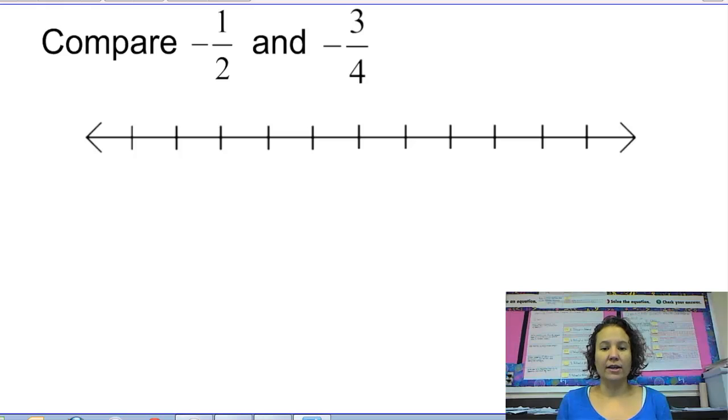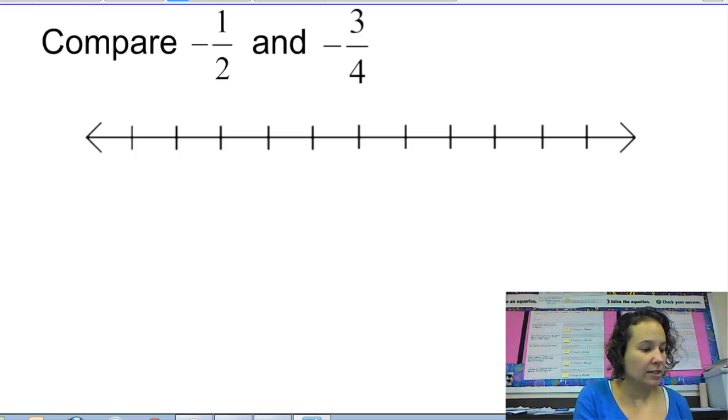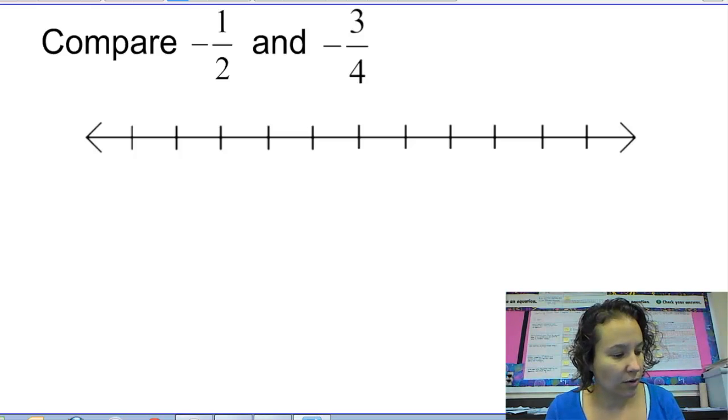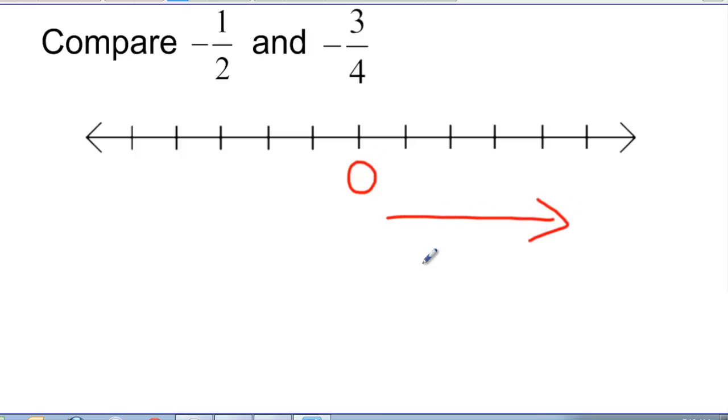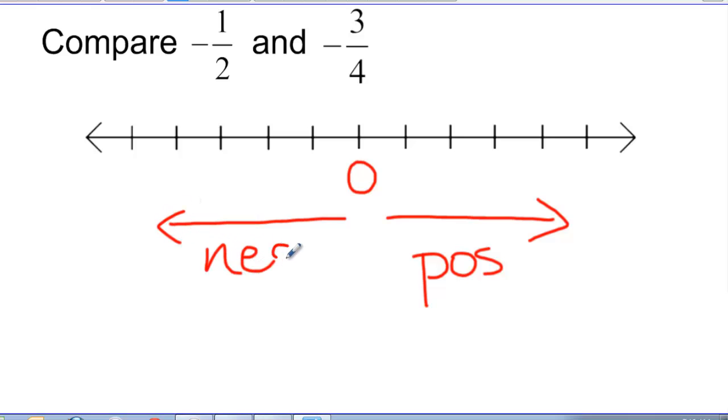So if I want to compare -1/2 and -3/4, I can think about where those numbers would fall on a number line. That's one way to compare them. So here's my number line, and if I just go ahead and say that this is 0 in the middle, then everything going to the right of 0 is going to be positive. So these are where the numbers get larger and larger as you go to the right, and they're all going to be positive. And then going to the left of 0, everything is going to be negative.